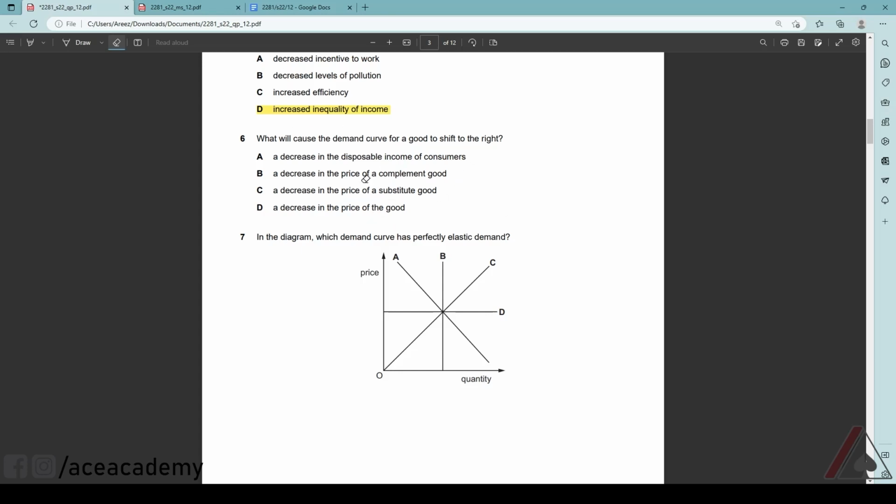And this is a question that students often get confused on. All right, so what will cause the demand curve for a good to shift to the right?